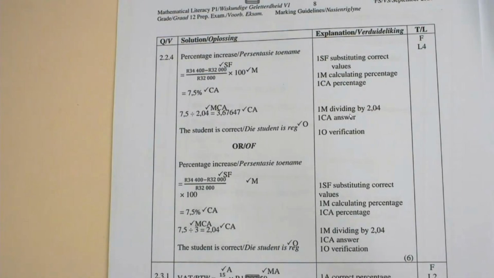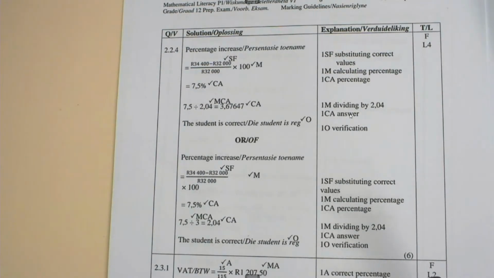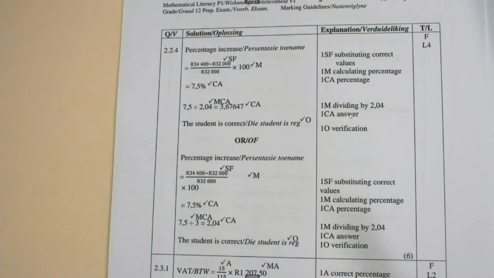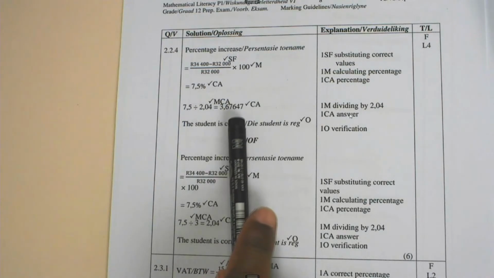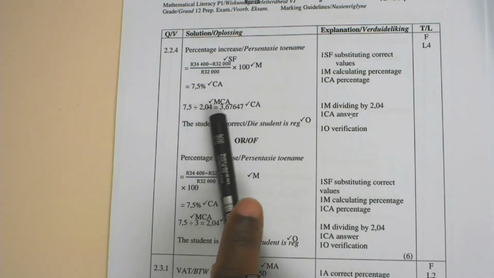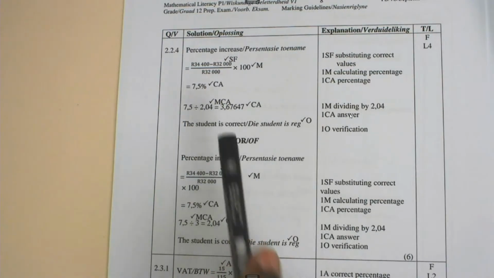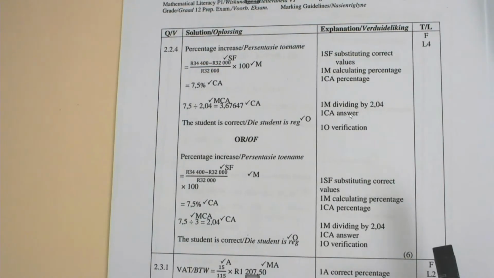So it's 34,400 minus 32,000, divided by 32,000, multiplied by 100. You get 7.5%. Then you divide that 7.5% by 2.04, then you get 3.67647.